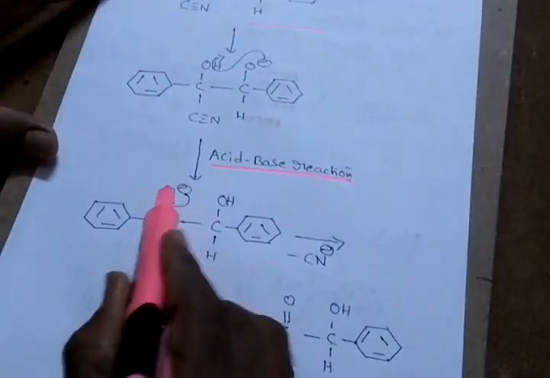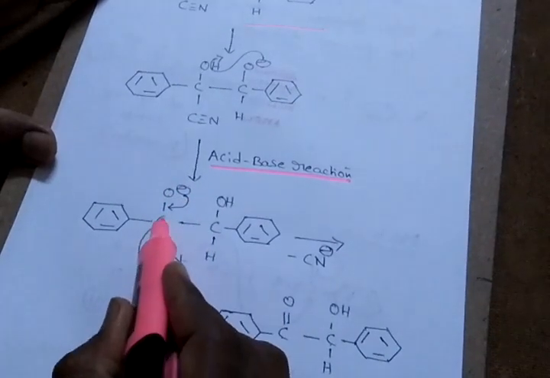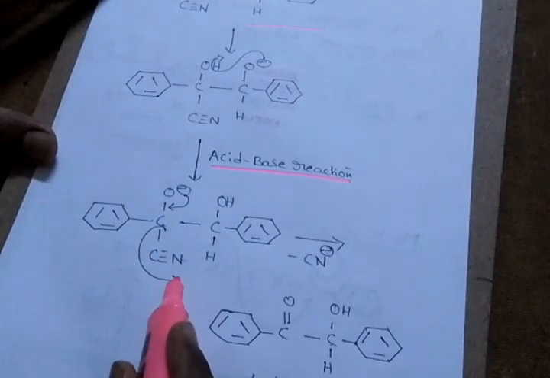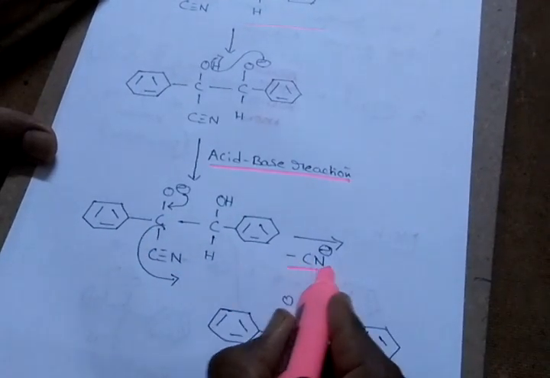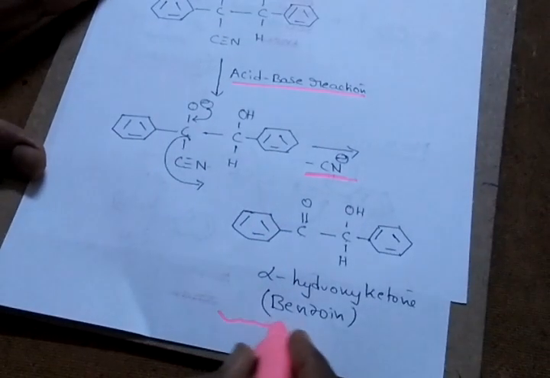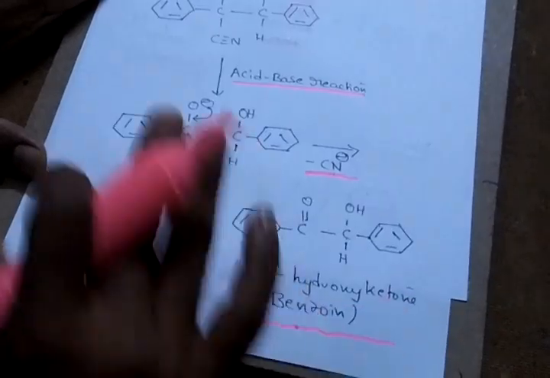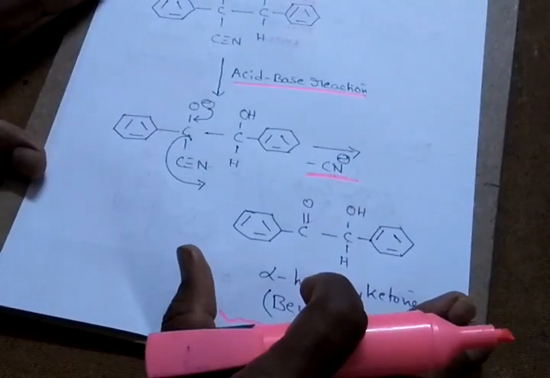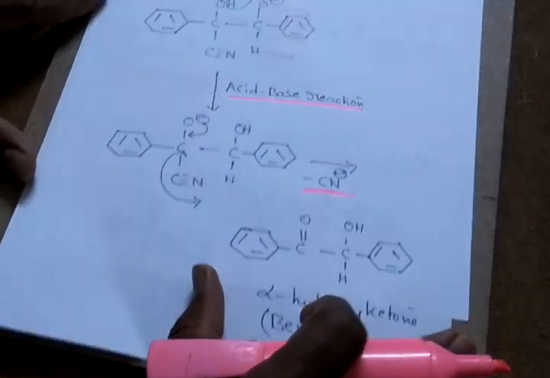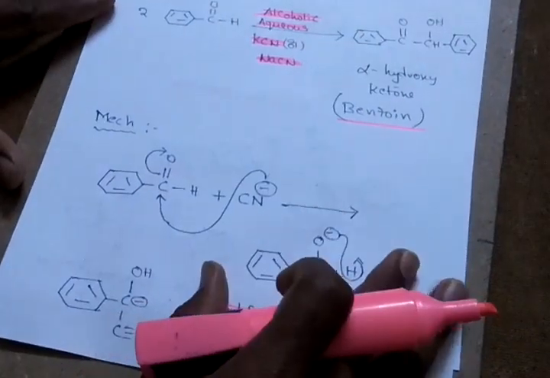Later on, this O minus will direct this negative charge as the bond between the carbon and the oxygen, leaving this cyanide ion. So cyanide ion cleaves from the system, so that finally what we have obtained is the alpha hydroxy ketone, which is benzoin. So this is the simplest of the simplest reaction, dear students, very easy and important. So please prepare this reaction well, which is useful for your examinations.